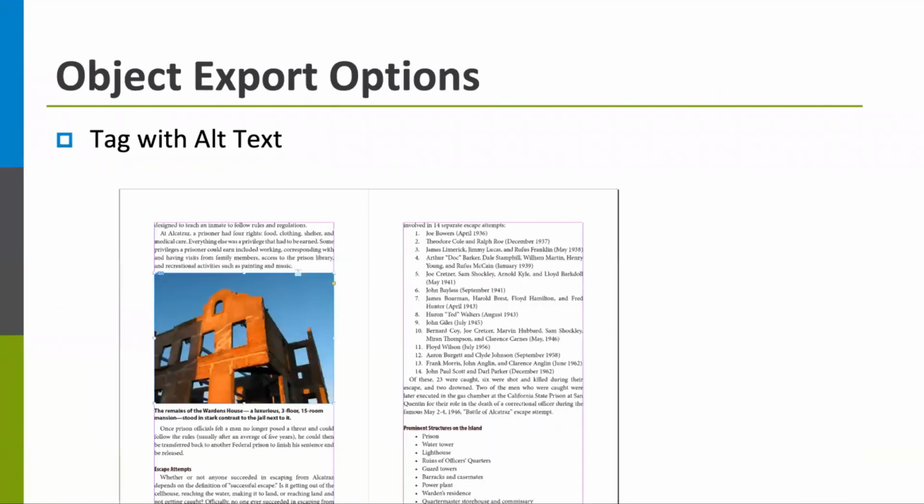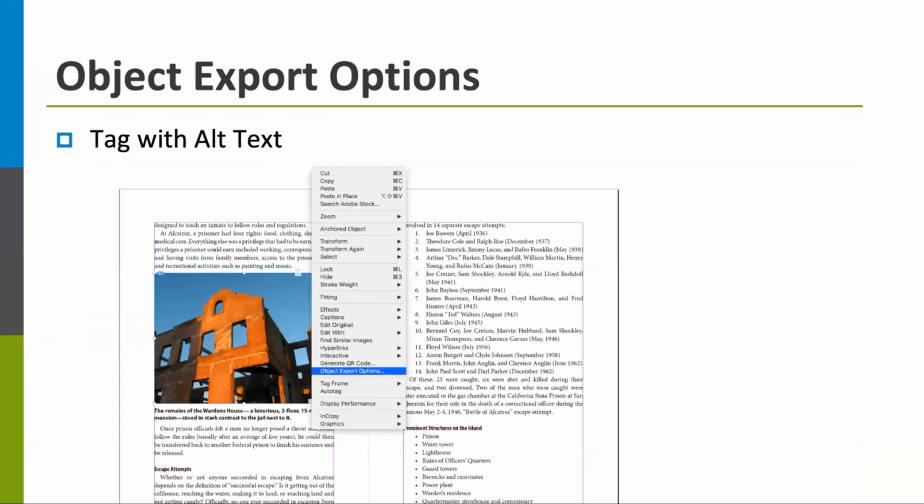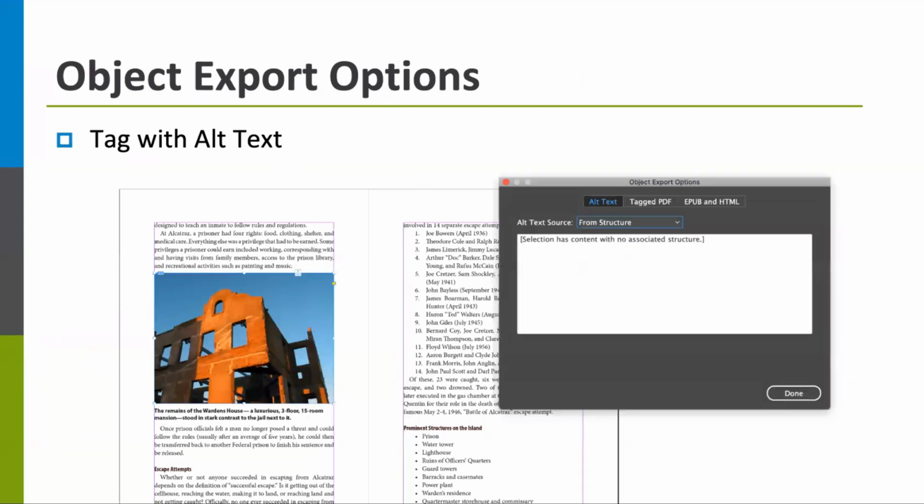Object export options are where you tag your images with alt text for accessibility and also specify how images will be handled when they're exported. If you right-click or control-click on any image, you can choose object export options from the context menu. In the object export options dialog, there is an alt text area, and by default, alt text is generally set to from structure, which assumes that there is some XML structure in the document, which for just about every new document, there isn't, and there isn't any in mine.